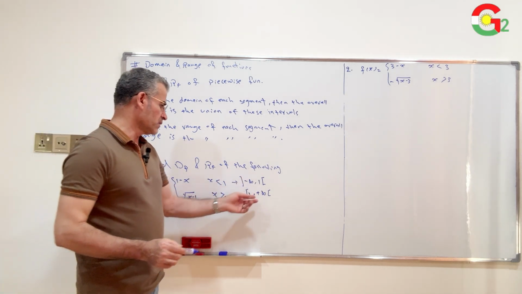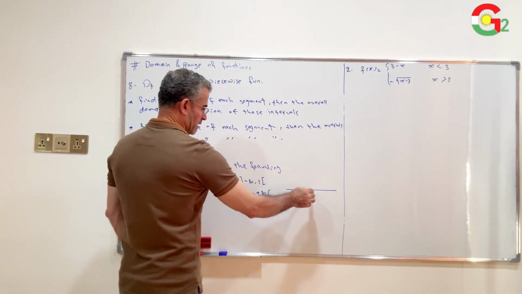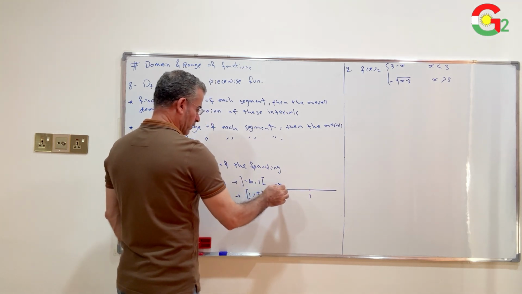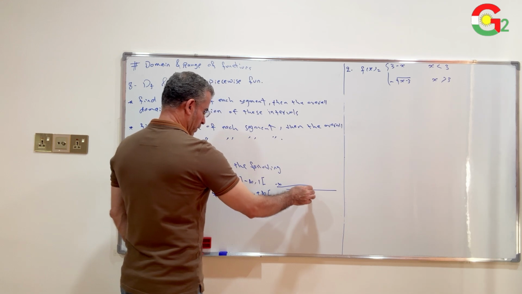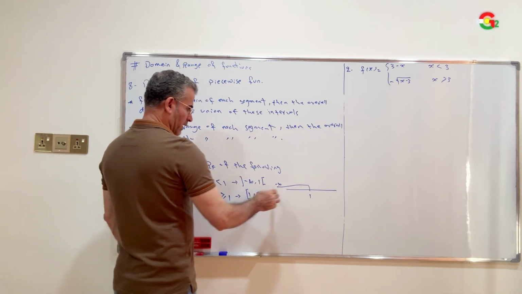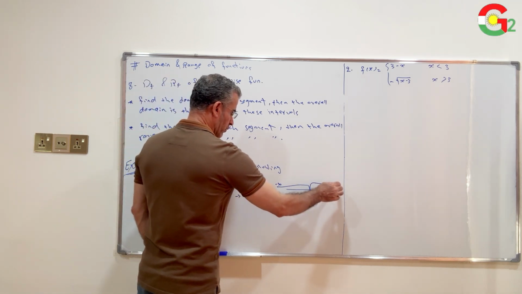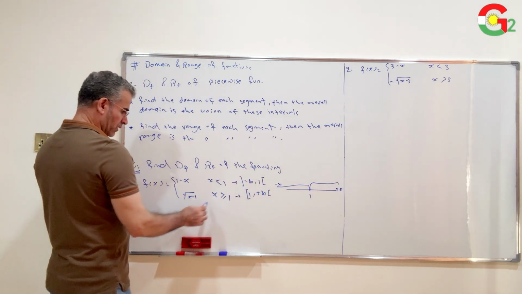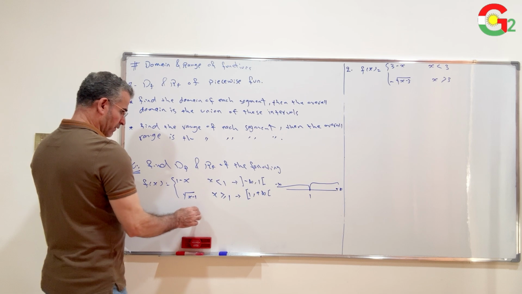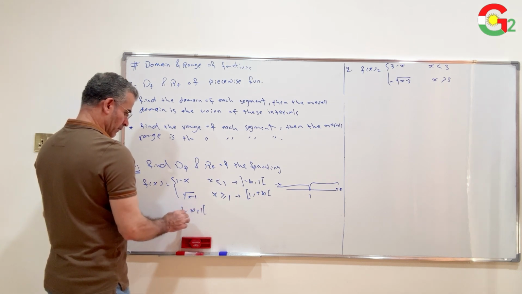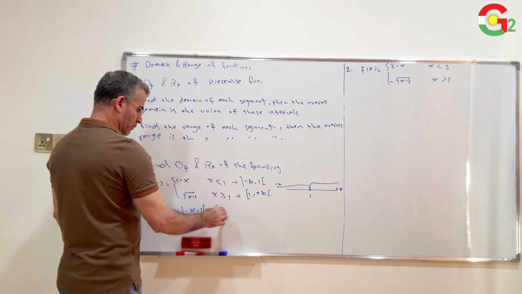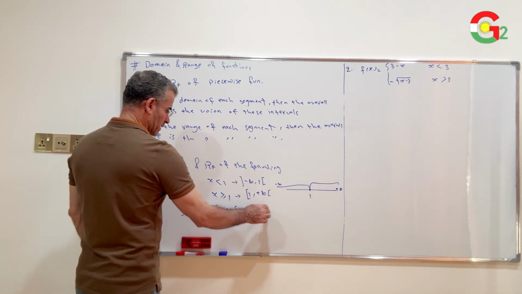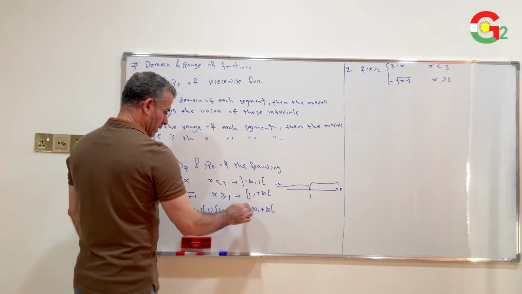The union of these two intervals: if I set the number line, the joint point is 1. Negative infinity to 1 without 1, and 1 to positive infinity with 1. Then the union of these two intervals is negative infinity to 1 union 1 to positive infinity, equal to negative infinity to positive infinity, all real numbers.